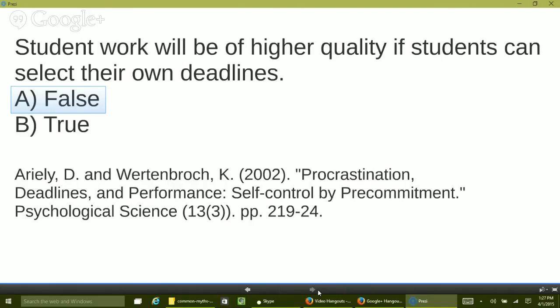So deadlines help, and that's all I've got. Again, it didn't work quite as well with the Google Hangout. Normally, everyone would be in the room discussing the things and so forth. So, any questions or comments?